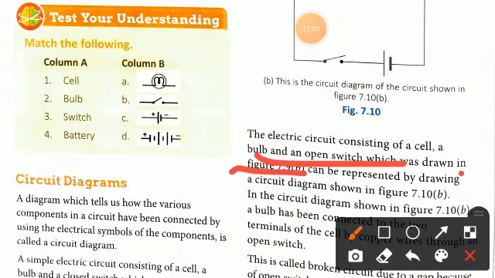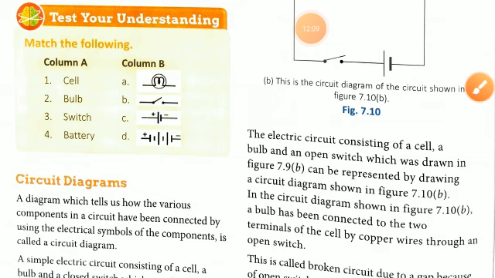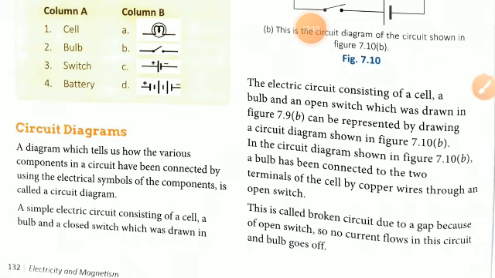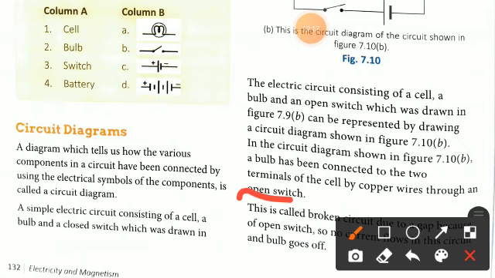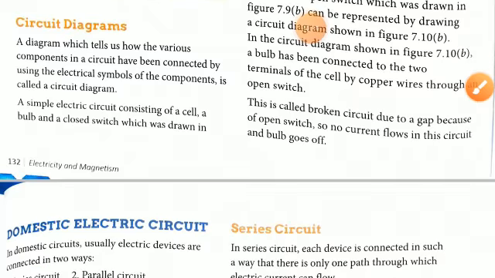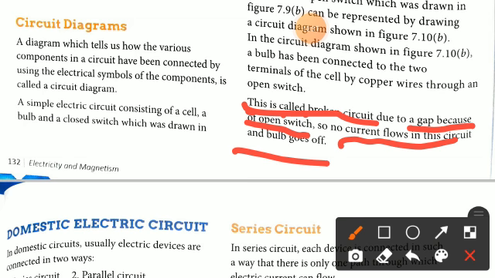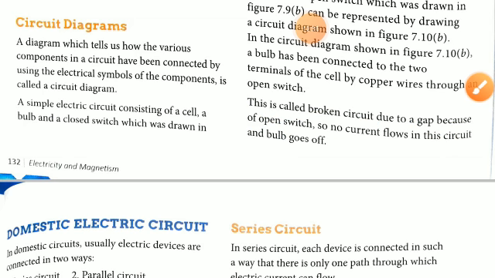So this represents the circuit diagram 7.1b. In this circuit diagram, a bulb has been connected to the two terminals of the cell by copper wires through an open switch. So this is called a broken circuit. Here this circuit is known as a broken circuit. Due to the gap because of the open switch, no current flows in the circuit and the bulb goes off. Fine. I hope whatever I have taught you till now is clear.